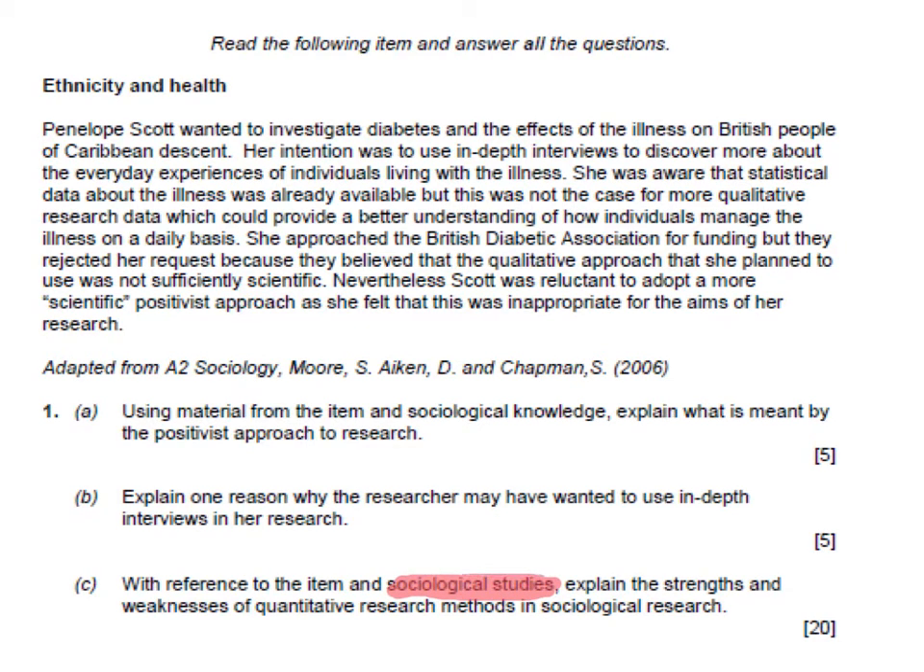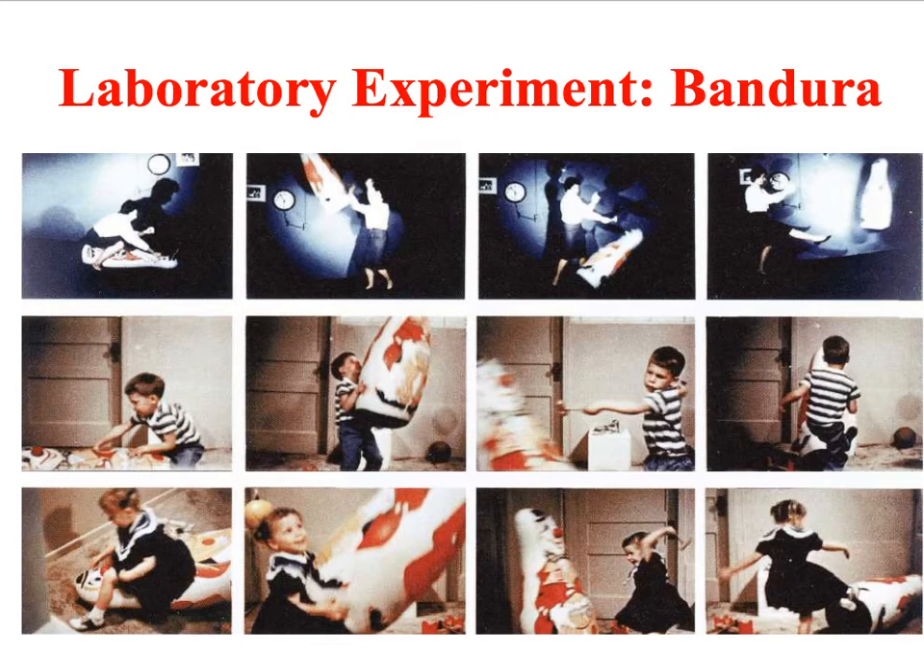So the purpose of this screencast and the next one is to give you a range of sociological studies that you can apply in the Component 2 exam. In other words, I'm going to give you examples of real sociological studies to illustrate all of the main sociological methods. So let's begin by looking at some studies that you could use if you were to get an exam question on the use of experiments.